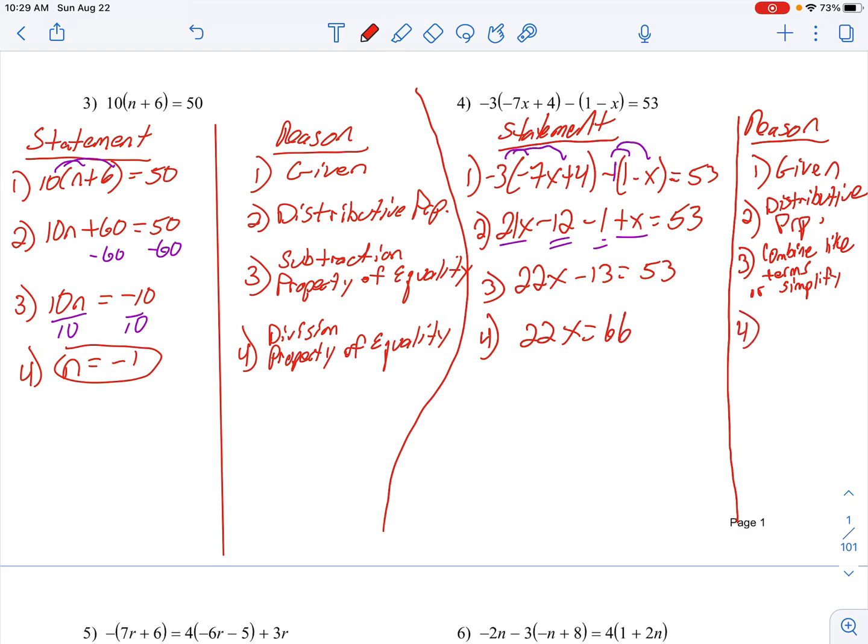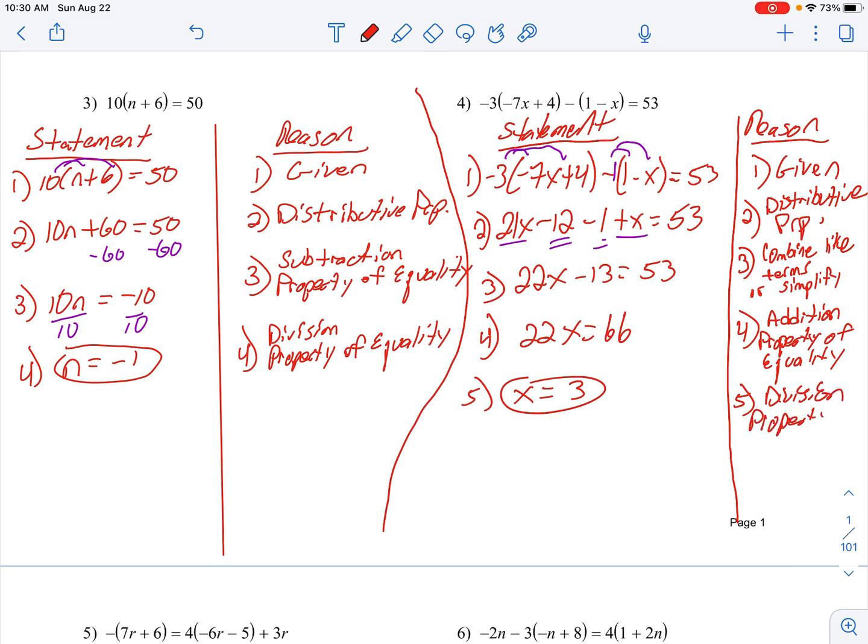And we added 13, so that's the addition property of equality. And then on the last step, we divide by 22. 66 divided by 22 gives me 3. And because I divided, that is again our division property of equality. Again, that is what I'm looking for when it says to justify.